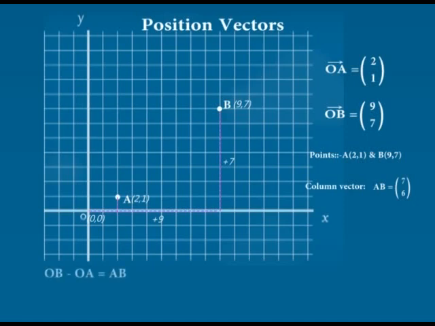Notice that OB minus OA is equal to AB. That is (9, 7) minus (2, 1) will give us (7, 6).